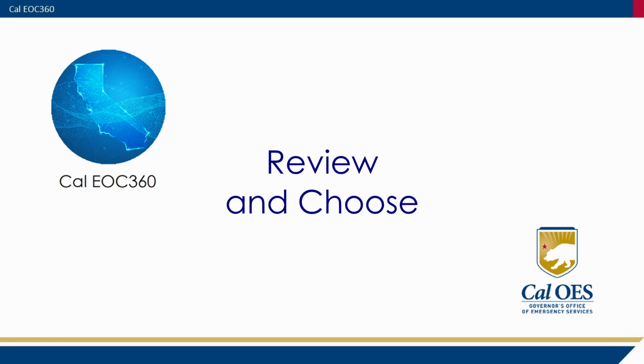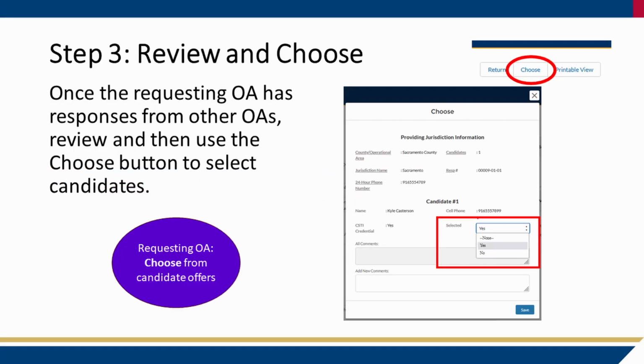Review and choose. Once the originating jurisdiction has a response or two, take a look and see if there's one suitable for your needs. As you review the responses, the Choose button in the upper right will allow you to select the candidate that you're currently viewing.